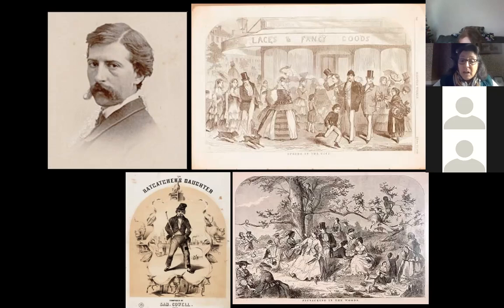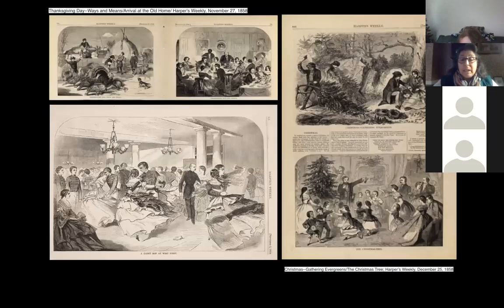And he moved on to the offices of Harper's Weekly, where he was a freelance lithographer, a freelance illustrator in the mid to late 1850s. And so by the 1850s, he was doing these images of daily life.